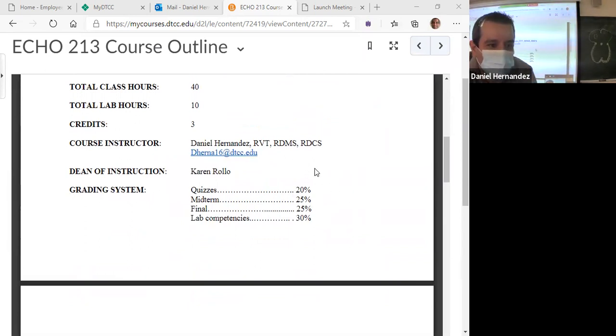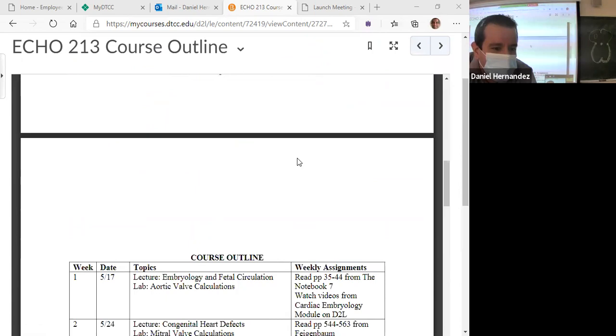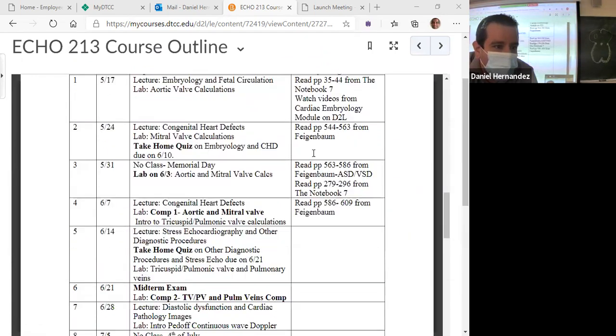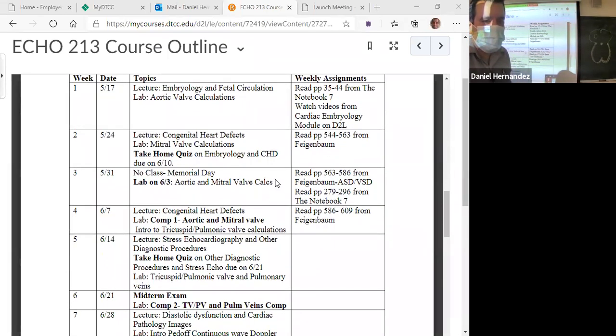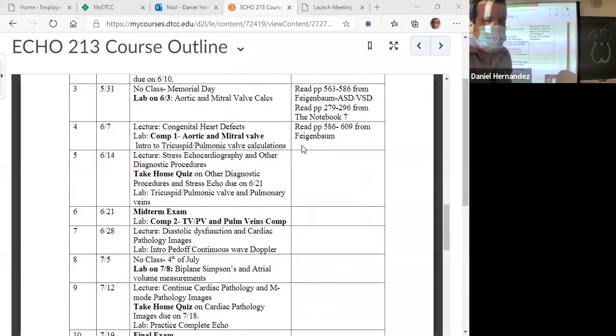We'll also have 3 lab competencies. So this semester, we're going to discuss fetal embryology and fetal circulation, and then get into congenital heart defects, as well as some repairs for the congenital heart defects. We're going to have a lecture on stress echocardiography and other diagnostic procedures. That's going to include the nuclear stress test, Holter monitors, and some of the catheterization procedures.